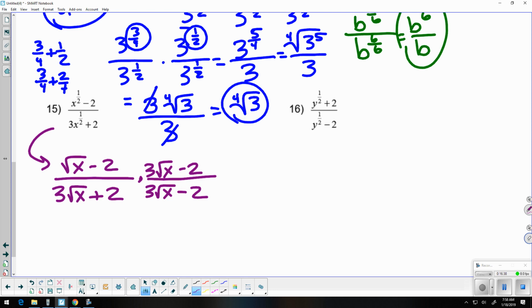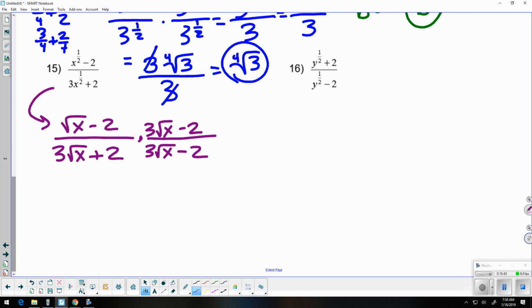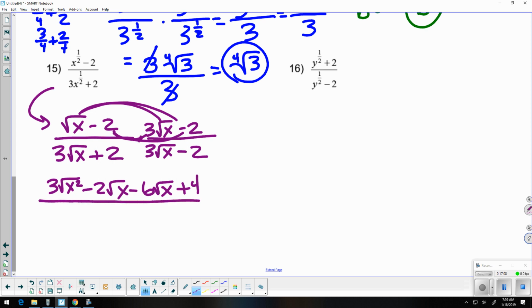Okay, numerator and denominator. So in my numerator, when you start FOILing these two together, you would have on top 3, and then square root of x times the square root of x, so square root of x squared. And then the next ones would be minus 2 square root x. And then my inner terms, that's going to be minus 6 square root x. And then we'd have a plus 4. So there's my numerator. Okay, we'll clean that up in a second.